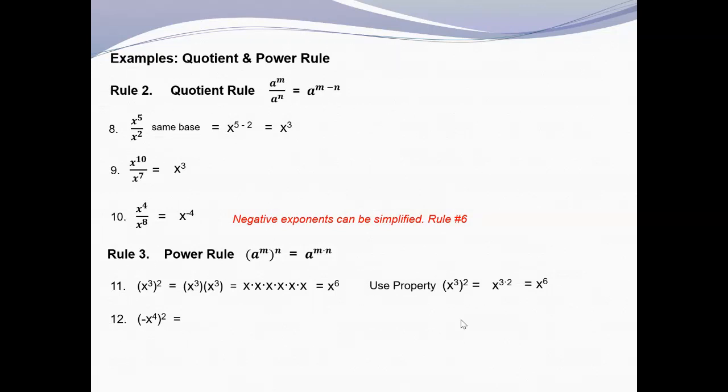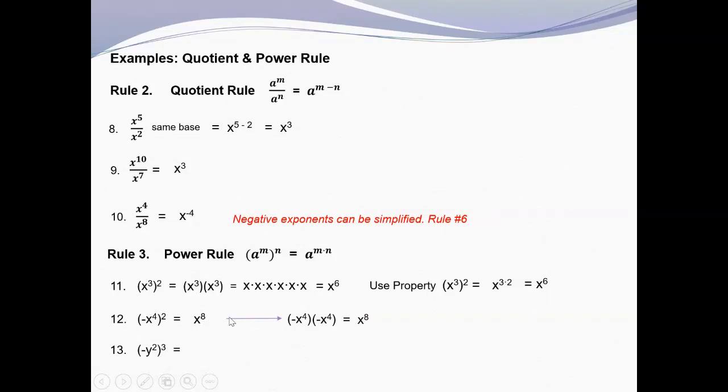Negative x to the 4th power, squared. Here, guys, the answer is going to be positive, right? Because check this out. Negative x to the fourth squared will give us negative x to the fourth power times negative x to the fourth power, right? A negative and a negative will give us a positive, and 4 plus 4 is 8. Remember that any negative to the even power is going to be positive, and any negative to the odd power is going to be negative.